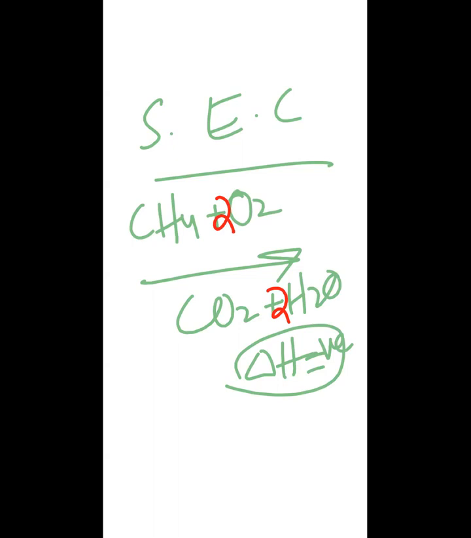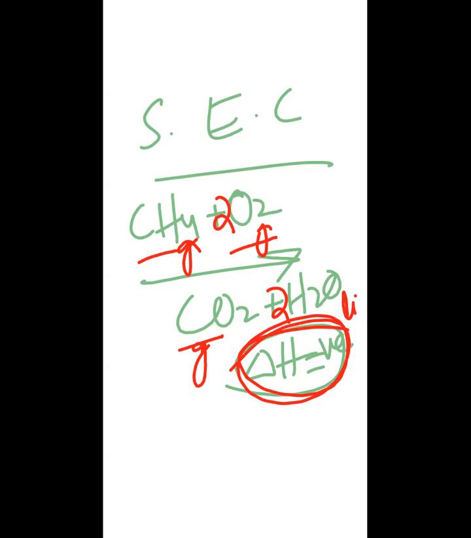See, so what happened here? 1 mole of methane reacts with 2 moles of oxygen gas to form 1 mole of carbon dioxide gas. These are gases. Methane is a gas, oxygen is also a gas. So when 1 mole of methane gas reacts with 2 moles of oxygen gas, that gives you 1 mole of carbon dioxide gas and 2 moles of liquid water. So the enthalpy change here is called the standard enthalpy change.